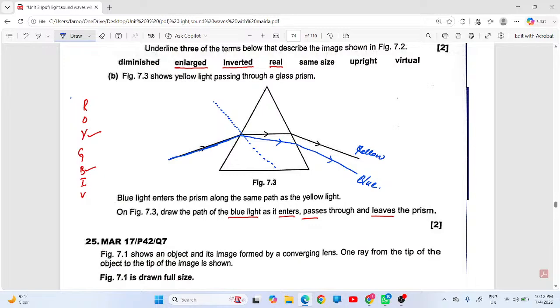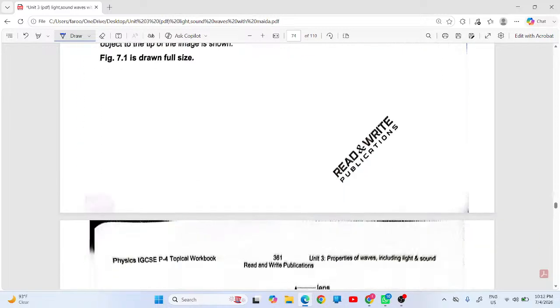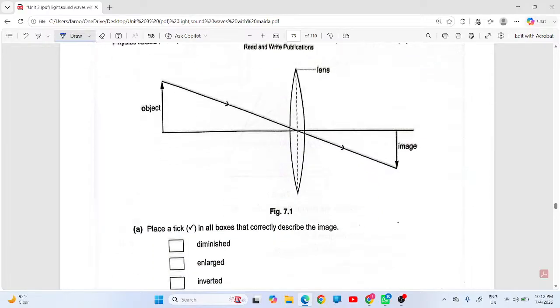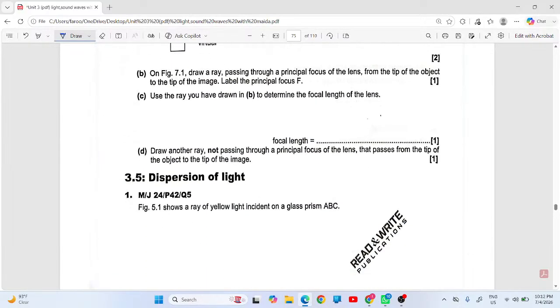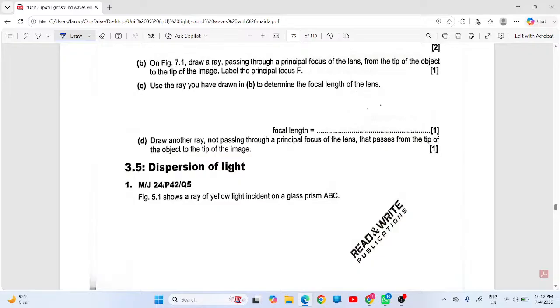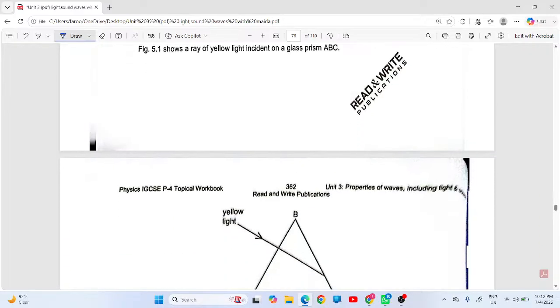काफ़ी है. जी सर. ओके. अब सारे क्वेश्चन आप देखेंगे इससे रिपीट होंगे. बल्कि एक ही क्वेश्चन रह गया. Then we have to start the dispersion of light.